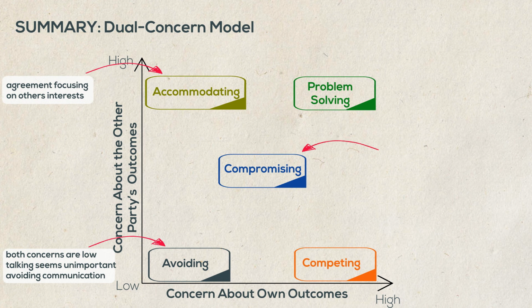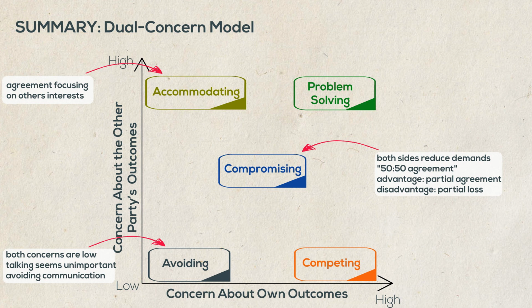Compromising. Both sides reduce their own demands and aim for a 50-50 agreement. The advantage is that a partial agreement is reached. The disadvantage is that a partial loss is incurred.